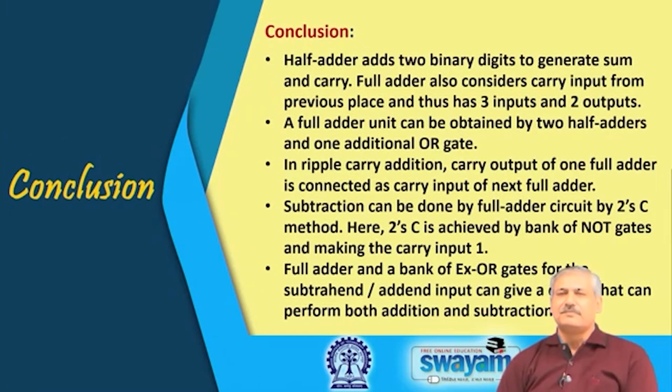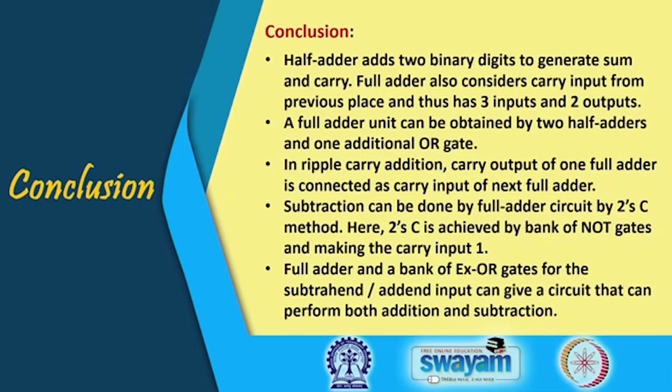So, to conclude, half adder adds 2 binary digits to generate sum and carry. Full adder also considers carry input from previous place and thus has 3 inputs and 2 outputs. Okay. A full adder unit can be obtained by 2 half adders and 1 additional OR gate. In ripple carry addition, carry output of one full adder is connected as carry input of the next full adder, and subtraction can be done by full adder circuit by 2's complement method.